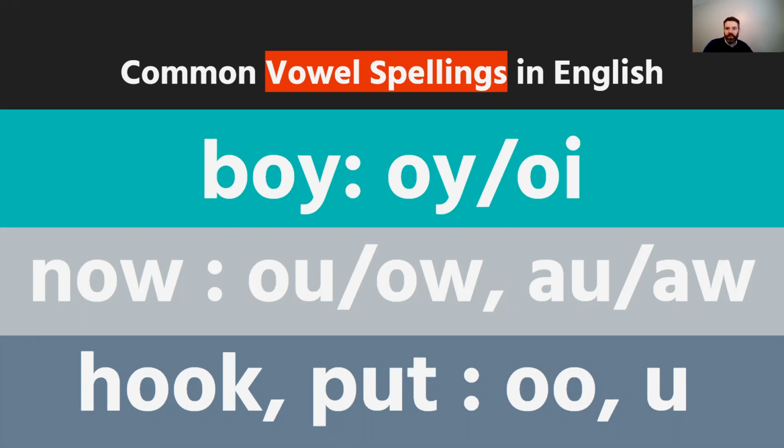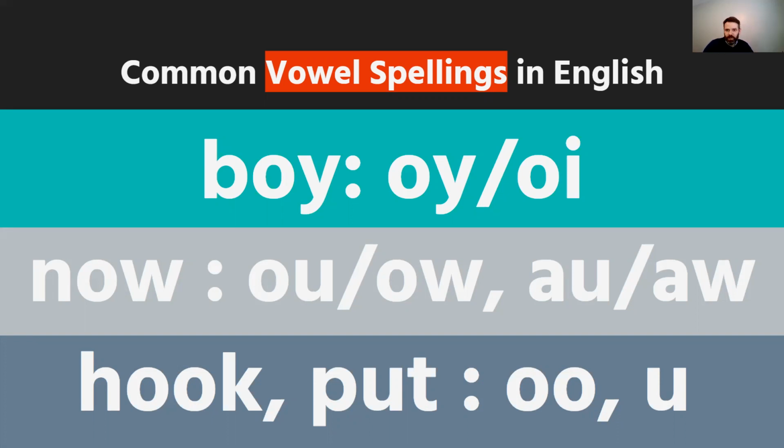Now, then we have the sound ow, as in now, and it can be represented by an OU or OW, or sometimes also by an AU or AW. It tends to use the OU or AU at the beginning or middle of a word, and it tends to use the W spelling at the end of a word.